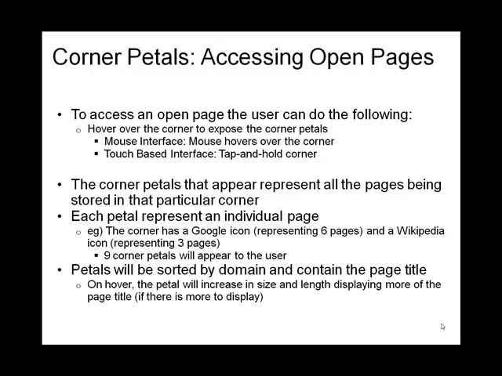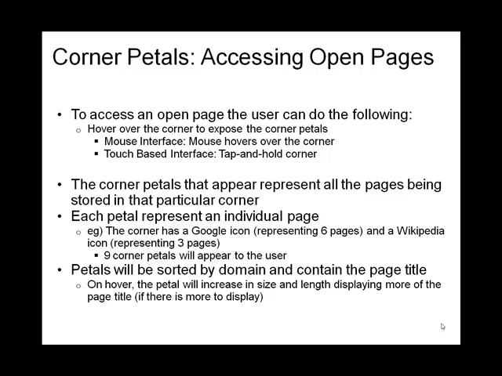In terms of opening a page, we wanted to change it up a bit. So if you go into the corner here and you have a Wikipedia icon and a Google icon, you can hover over that and it would bloom the corner, and you'd have a bunch of petals. Now each petal, or each corner petal, represents a single page that is being stored in that particular corner. So for example, if you had a Google icon and a Wikipedia icon in the top right hand corner, and then you bloomed the corner, you would have a number of different pages from Google and Wikipedia.